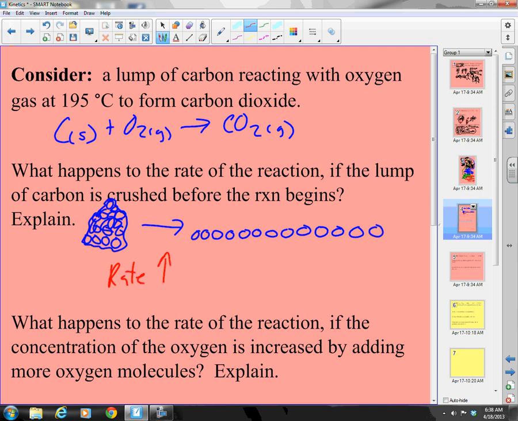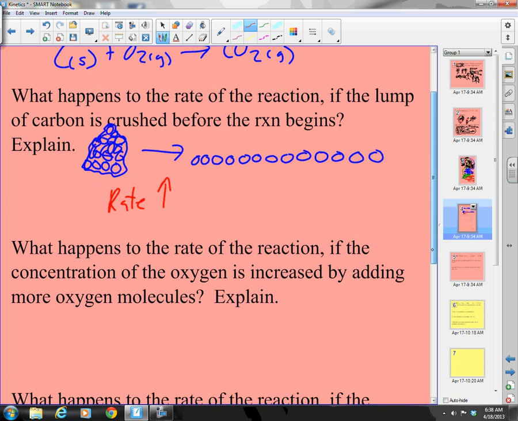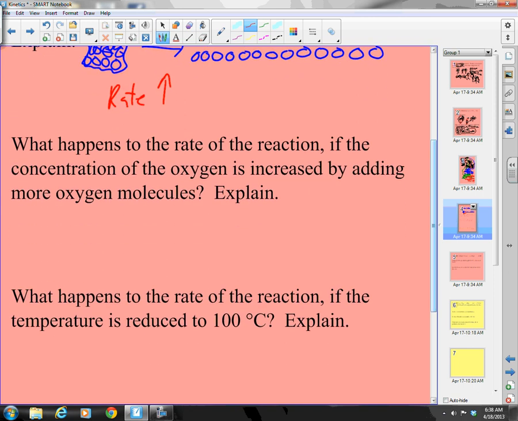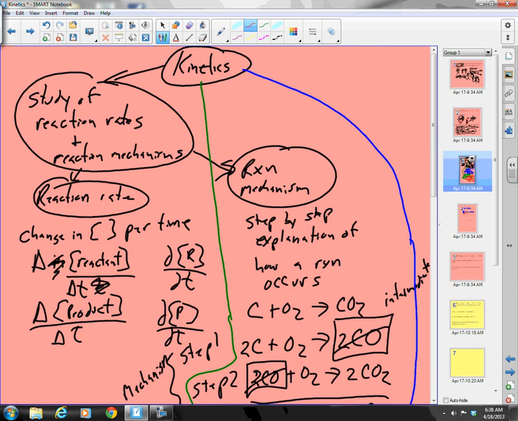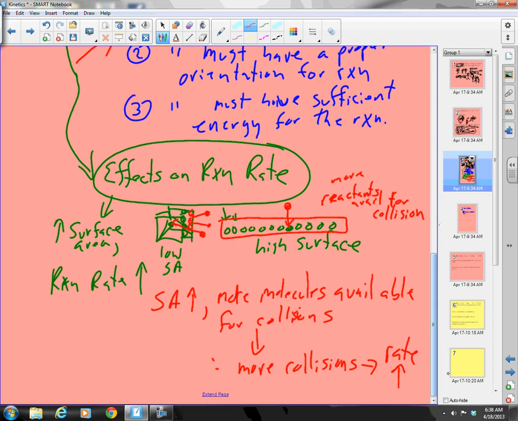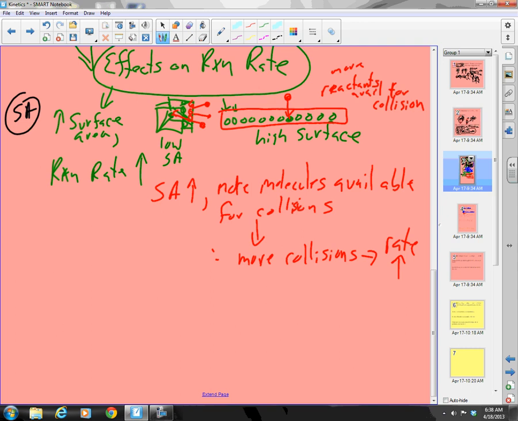What happens to the rate? Let's look down here. What happens to the rate if the concentration of the oxygen is increased? Okay, so let's talk about concentration increase. This is effects of rate number one, surface area. Number two, let's talk about concentration of a reactant.